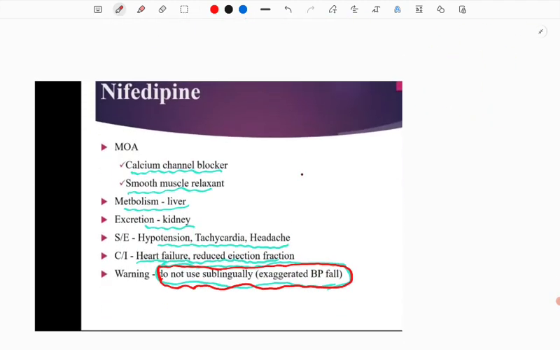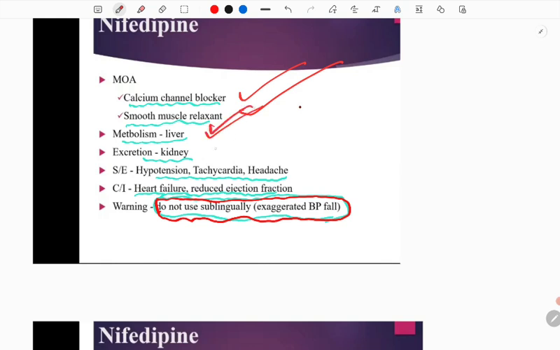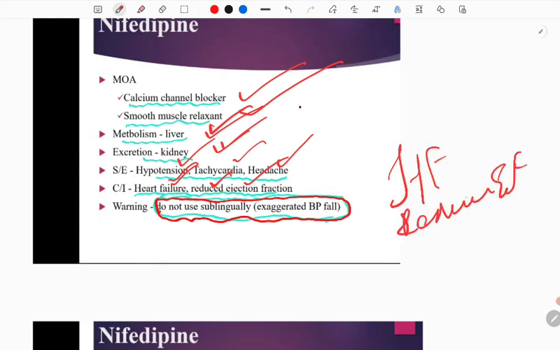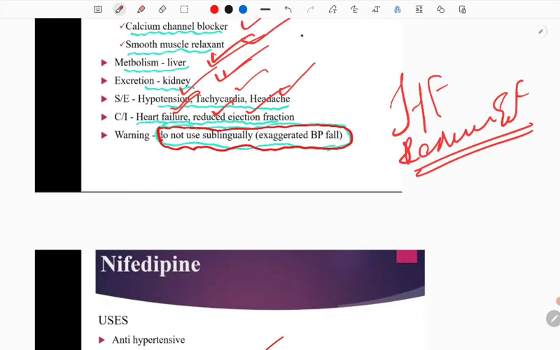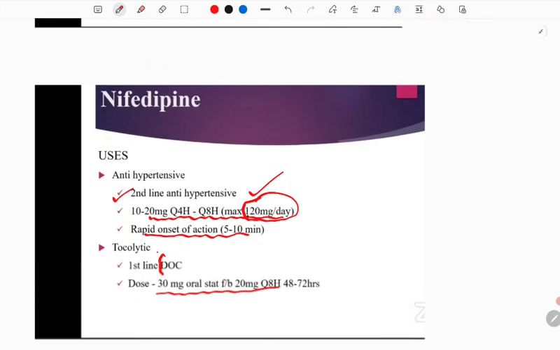Nifedipine mechanism of action: calcium channel blocker, smooth muscle relaxant, metabolism in the liver, excretion in the kidney. Side effects are hypotension, reflex tachycardia, headache, and contraindication is heart failure patients with reduced ejection fraction. Warning: don't use sublingually because of an exaggerated BP fall. Nifedipine is an antihypertensive; one use is antihypertensive, another use is tocolytic.